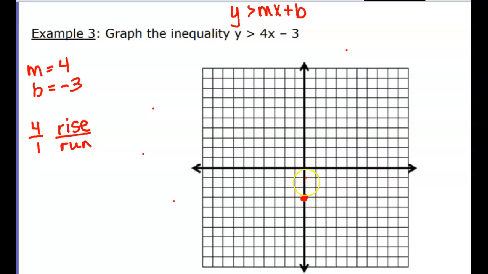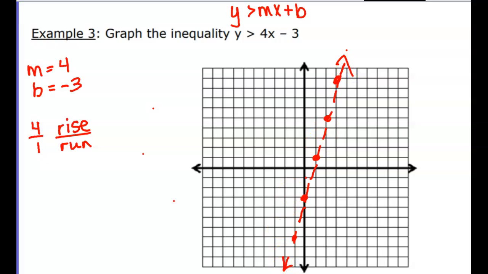I'm going to rise 4, 1, 2, 3, 4, and go over 1. And I do this a few times, or I could go down 4 and to the left 1. So there's the start of my line. I now have to look at the inequality symbol. In this case, it's just greater than. So that means my line is going to be dashed or dotted, not a solid line, because it's not going to include the values on the line.